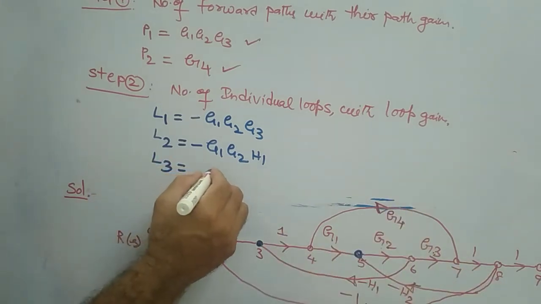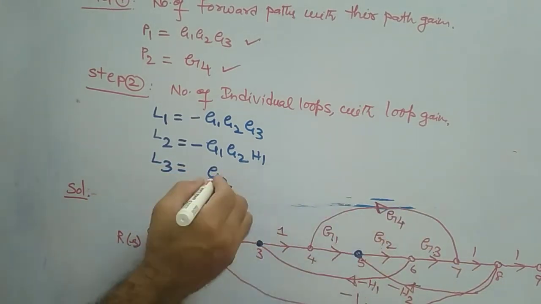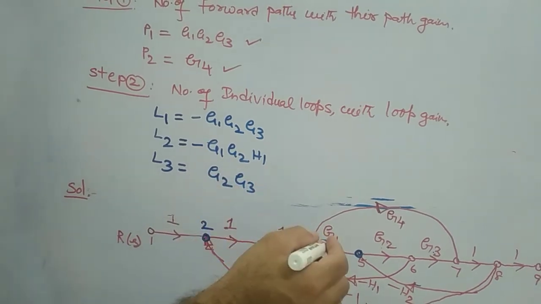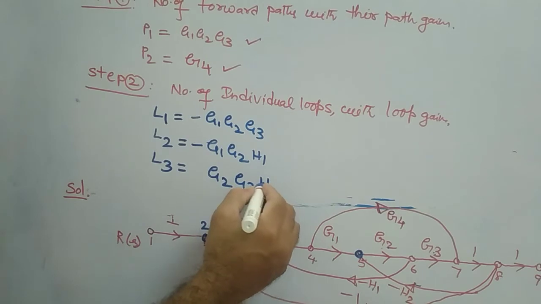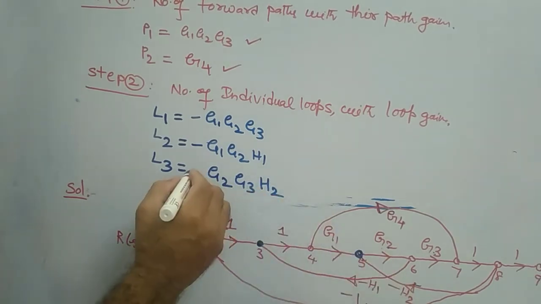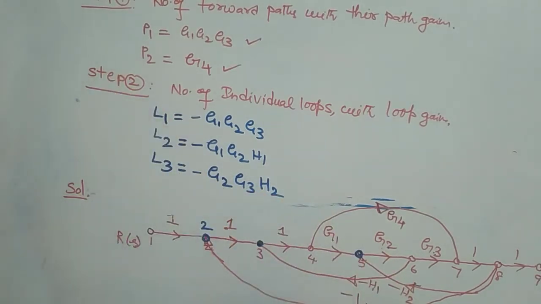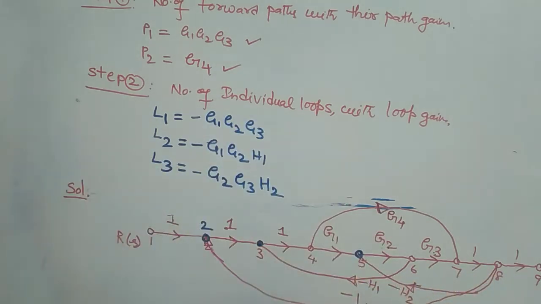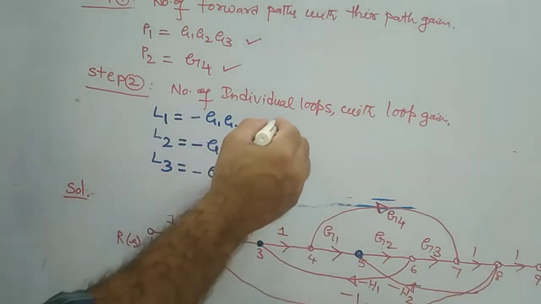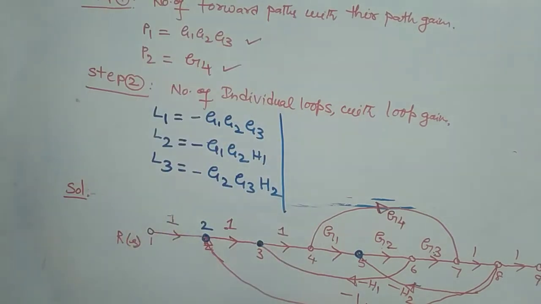G2, G3, H2 with sign minus. That is one path, one closed loop.